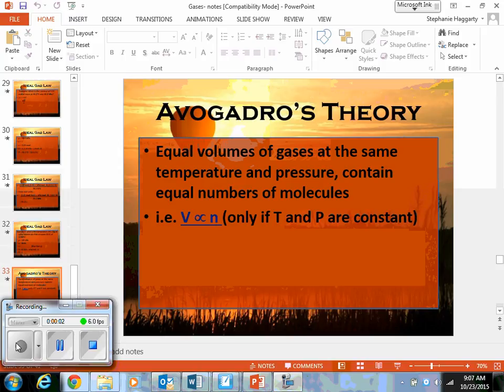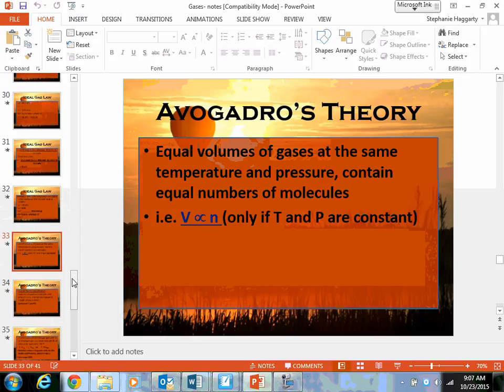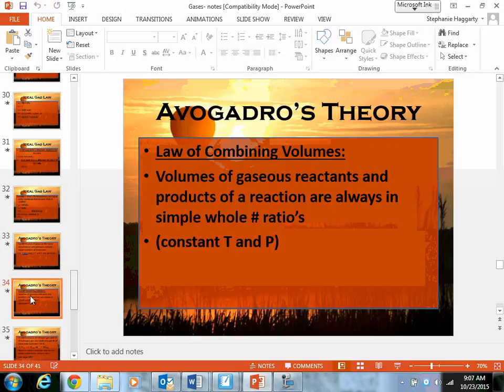So for Avogadro's theory, he talks about the relationship between volume and number of moles. This means that pressure and temperature are constant when we talk about Avogadro's theory. And he said that the relationship is that volume is directly proportional to number of moles. So we can use the mole ratio to figure out the volume ratio.